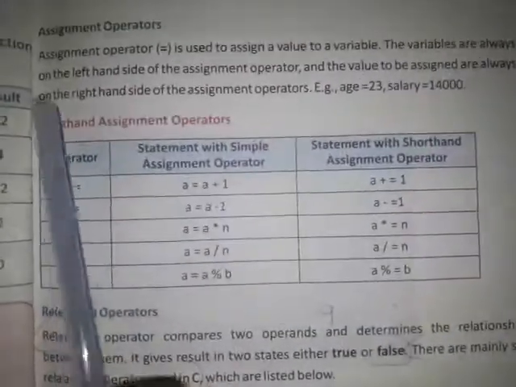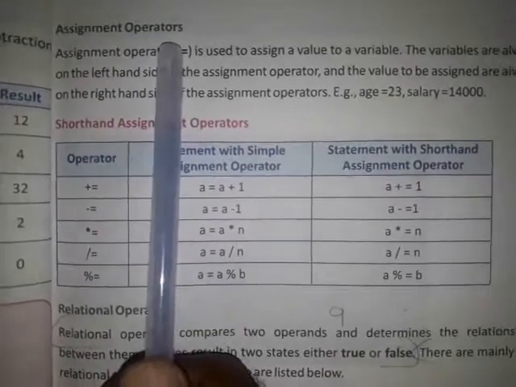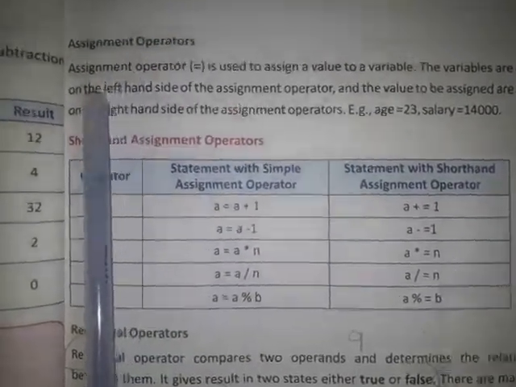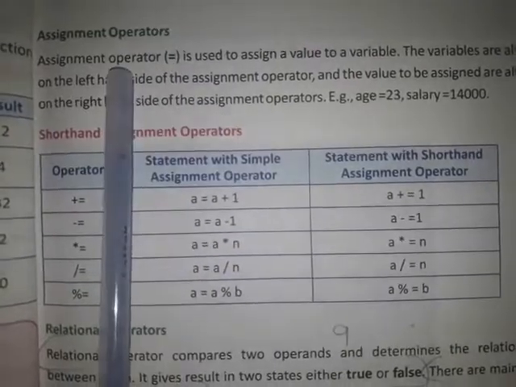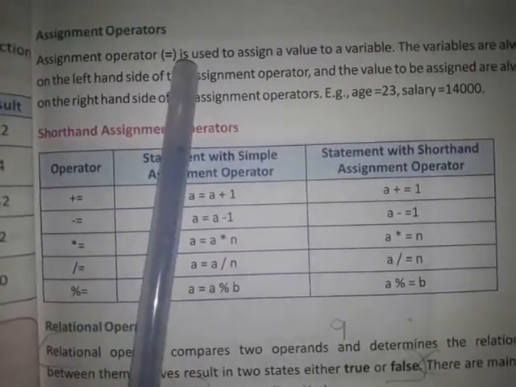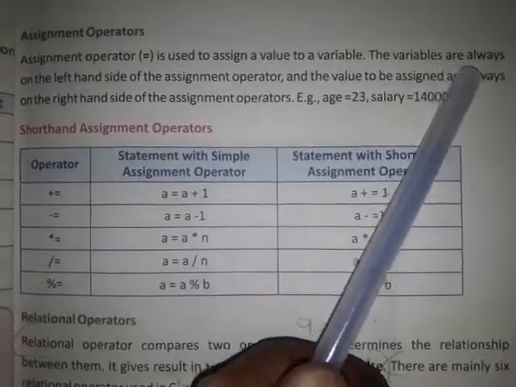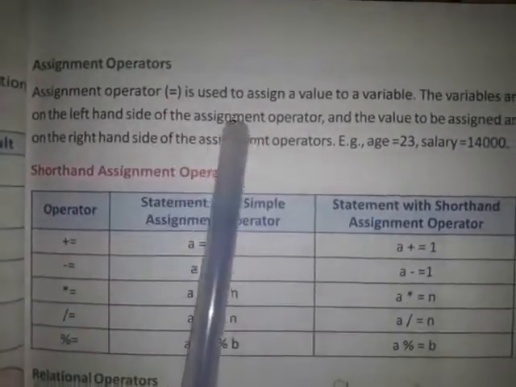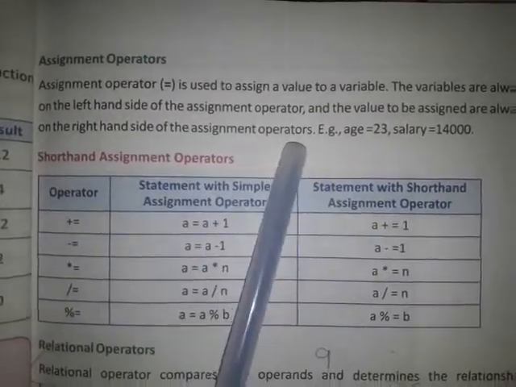Now after discussing arithmetic operators, we are going to use the assignment operator. The assignment operator will give the value of the right-hand side to the left-hand side variable. The assignment operator is used to assign a value to a variable. The variable is always on the left-hand side of the assignment operator, and the value to be assigned is always on the right-hand side.